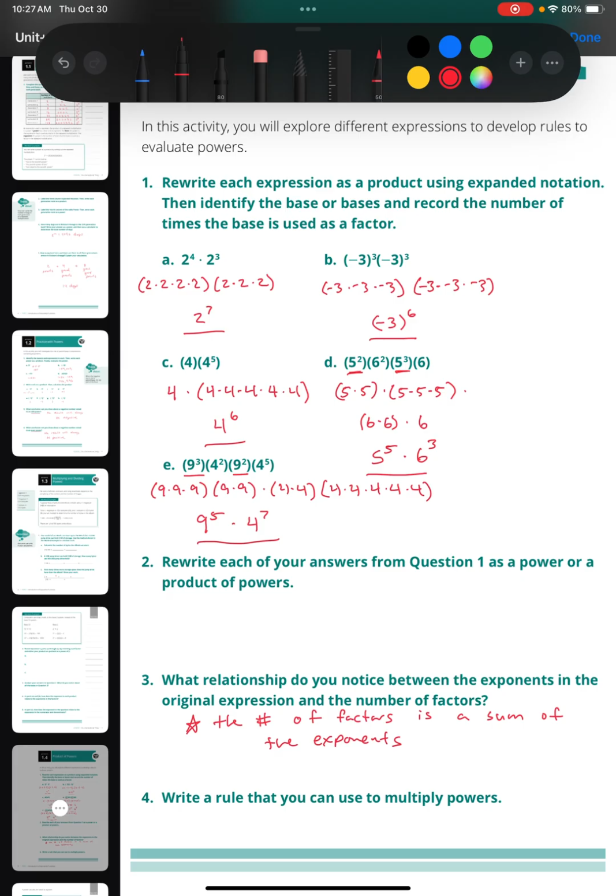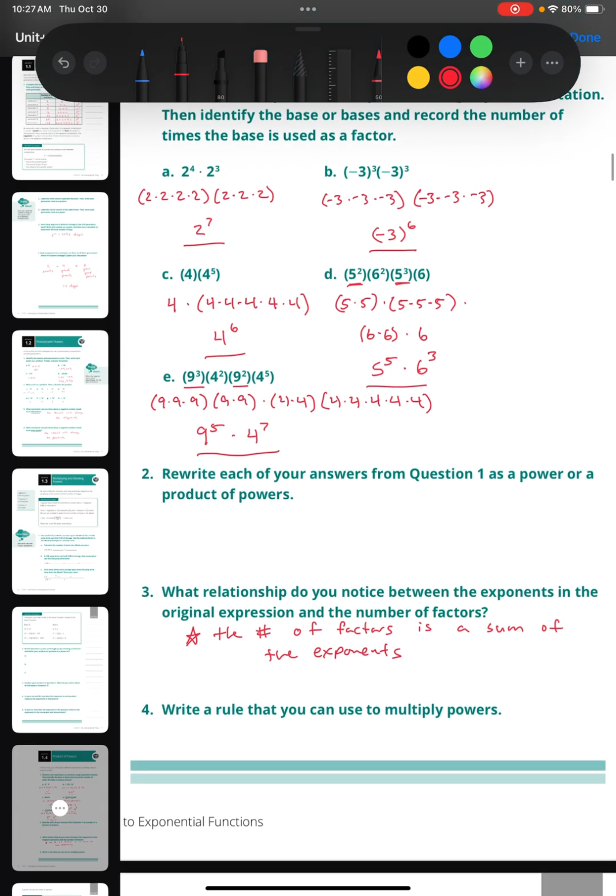Okay, so if we wanted to write a rule we can use to multiply powers, we're going to add the powers with the same base. In other words, 2 to the A times 2 to the B, we could rewrite as 2 to the A plus B. Because the base of 2 is the same, as long as the base is the same, we can add those exponents together.